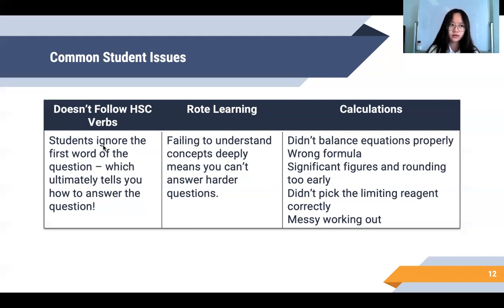If you round too early, then your final answer would be slightly inaccurate. Or during an equation, they didn't pick the limiting reagent correctly. We will learn more about what a limiting reagent is in module 2, and they also have messy working out, which means that the marker struggles to find where the correct answer is. And you know, if the marker is marking like 200 students, you want them to see the answer as fast as possible. You don't want them to get frustrated.